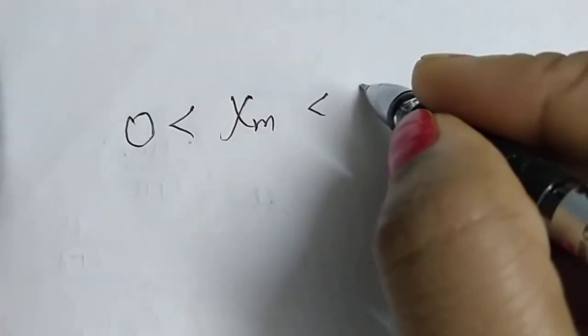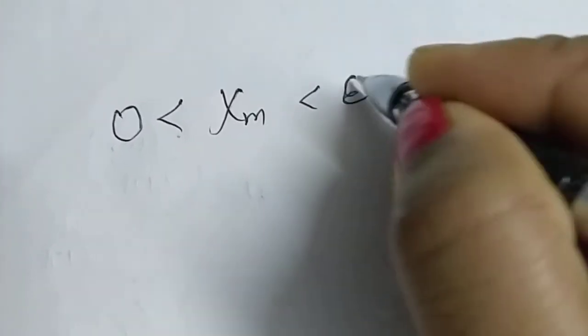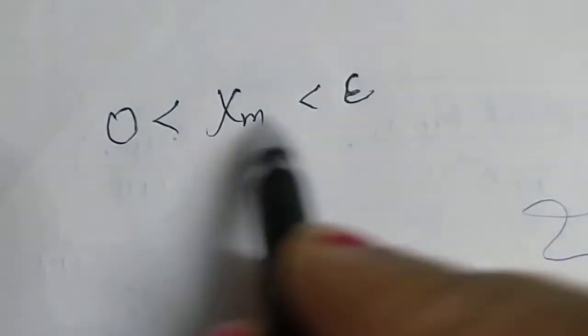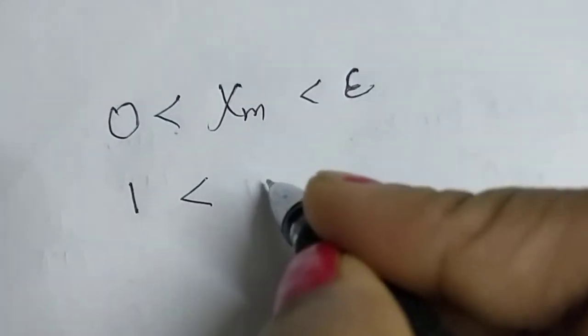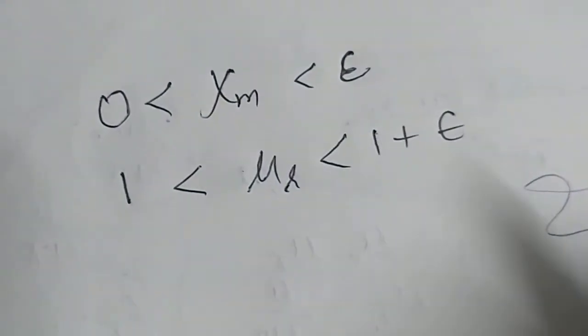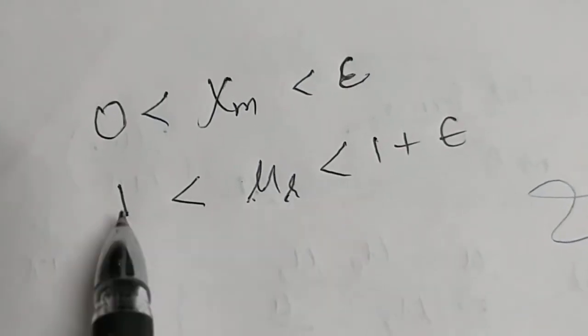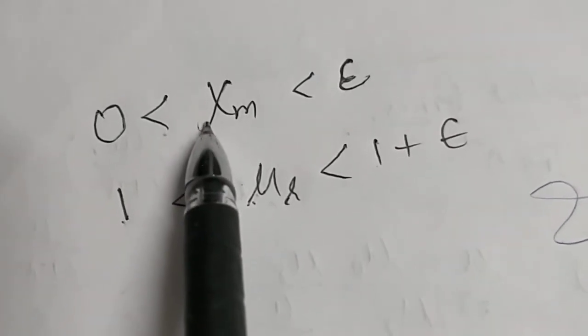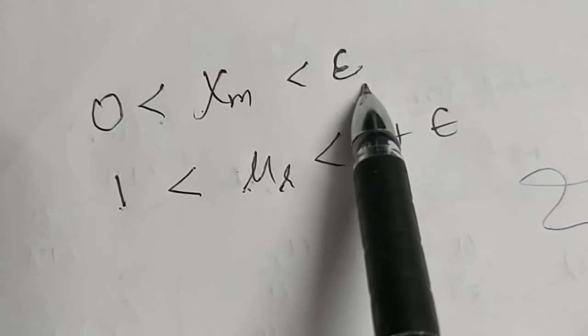Otherwise, for a diamagnetic material, this is the value. Now for a paramagnetic material, xi m is greater than 0, and it is a small positive number, so we write it as epsilon. Epsilon is a small positive number. If I add 1 to all the sides, this will become 1 less than xi m plus 1, which is mu r, and this will become 1 plus epsilon. So you see, your mu r is between 1 and slightly greater than 1, and magnetic susceptibility is positive but a very small number.